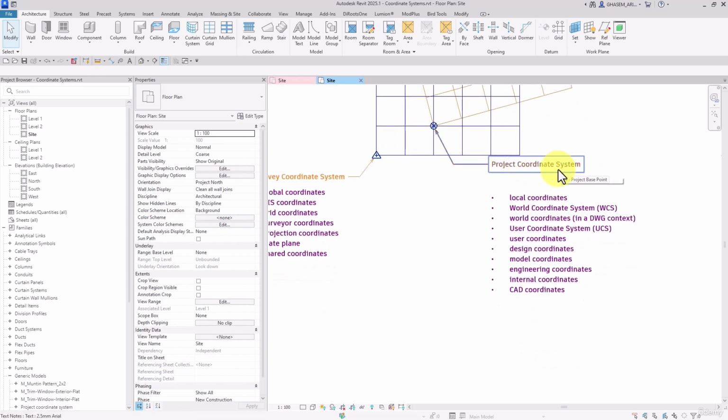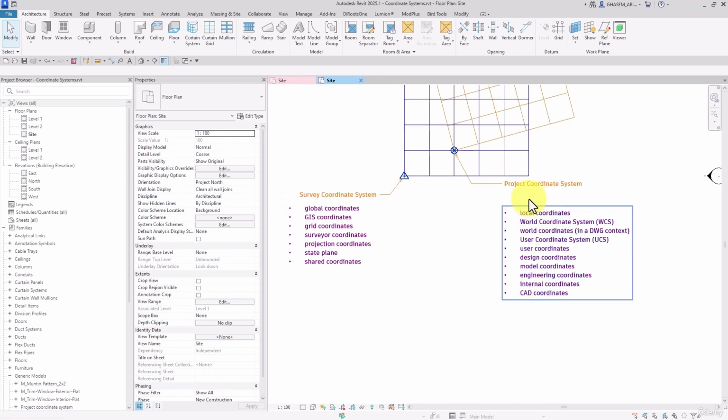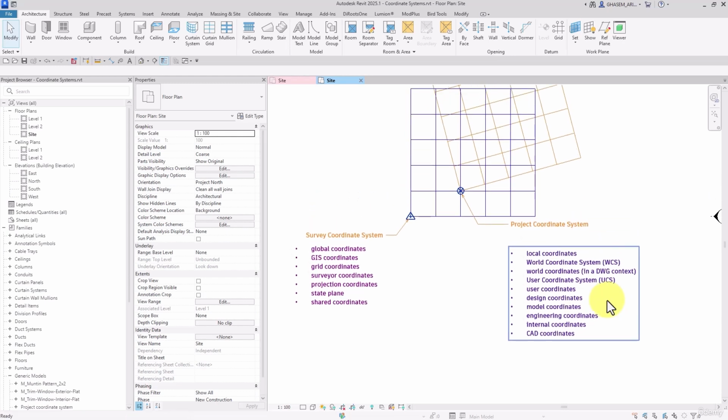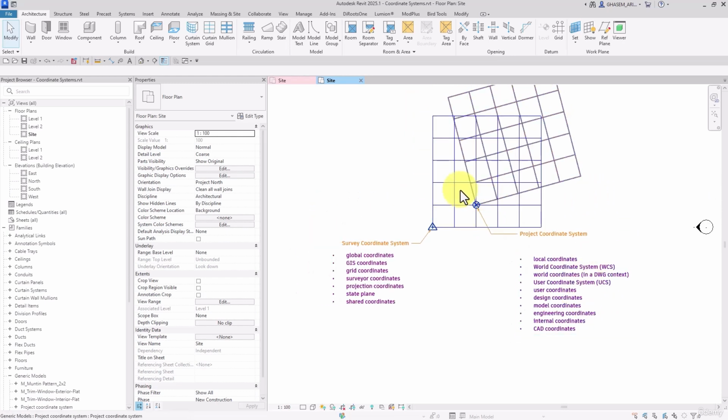And the next point about the project coordinate system is that it has different names in other software. We know it as project base point or project coordinate system, and both are the same. We can know it as local coordinates, world coordinate system, WCS, world coordinate in DWG context, user system, or user coordinates, design coordinates, model coordinates, engineering coordinates, internal coordinates, CAD coordinates, and so on. All of these are related to the project coordinate system, and you may see these names in other software too.